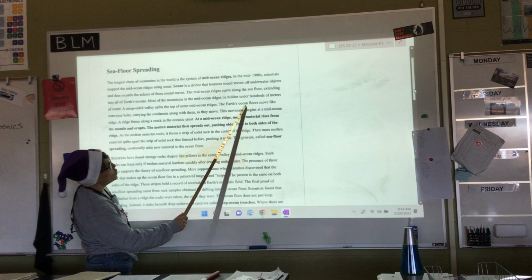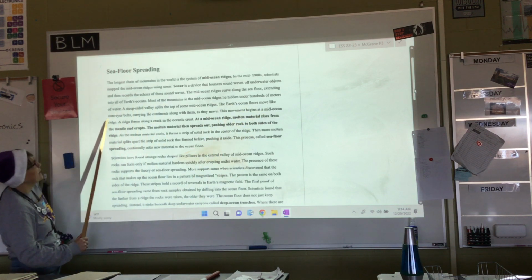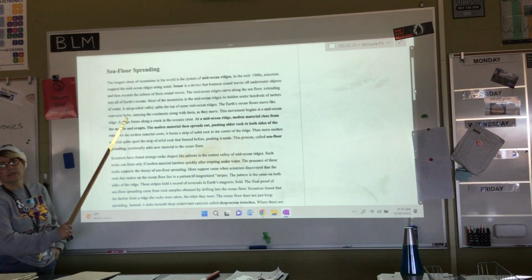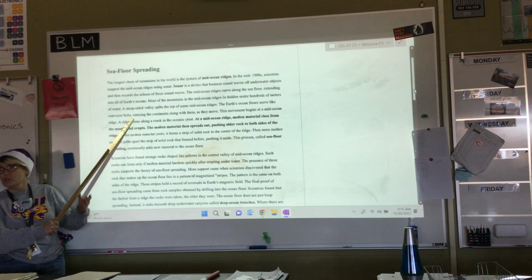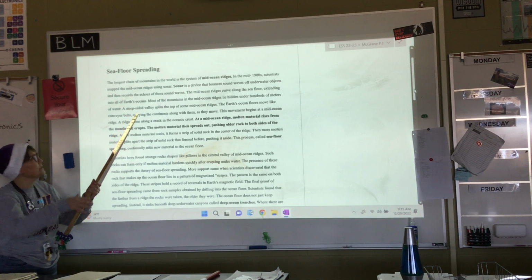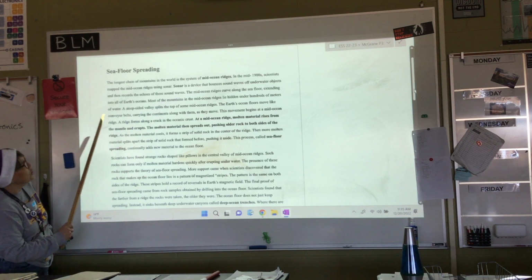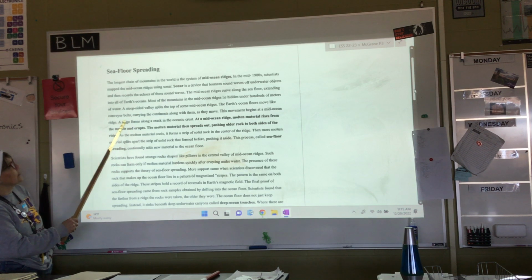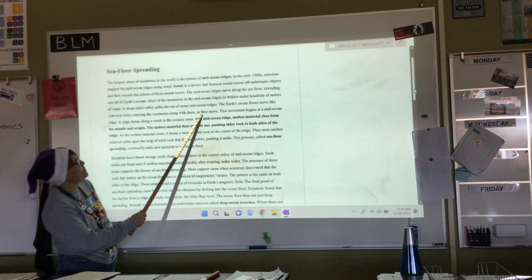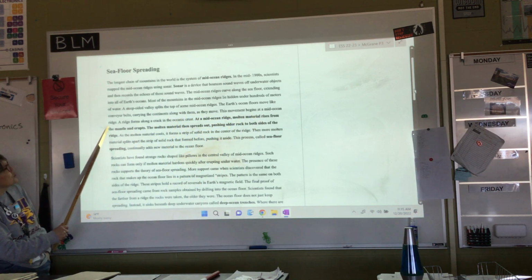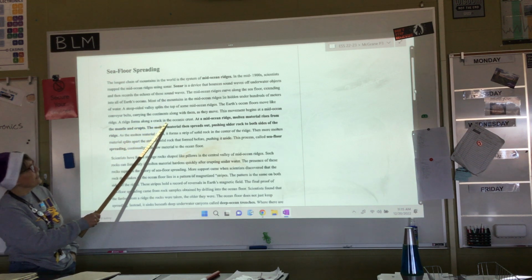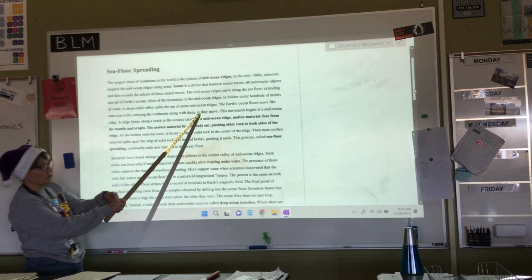The Earth's ocean floors move like conveyor belts. Does anybody know what a conveyor belt is? Yeah, it's like when you put your groceries in the grocery store and it moves your groceries down. That's a conveyor belt. So the Earth's ocean floors move like conveyor belts, carrying the continents along with them as they move. This movement begins at a mid-ocean ridge. A ridge forms along a crack in the ocean's crust, just kind of like how your skin cracks.